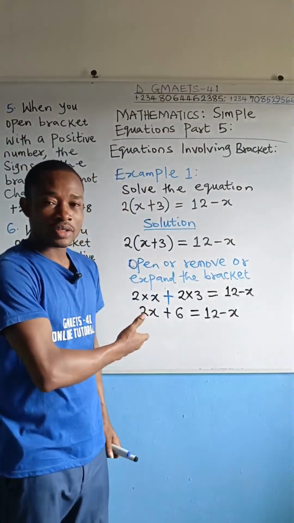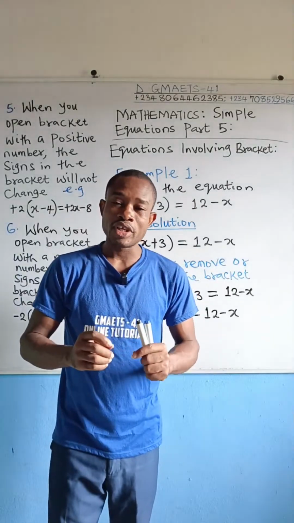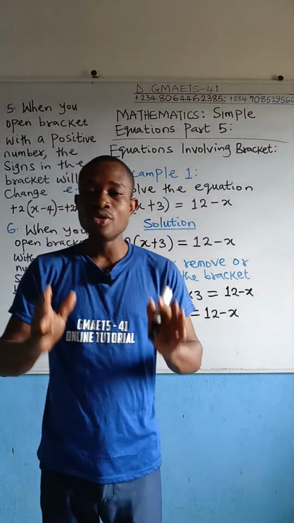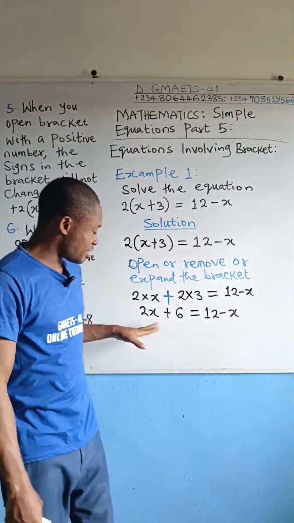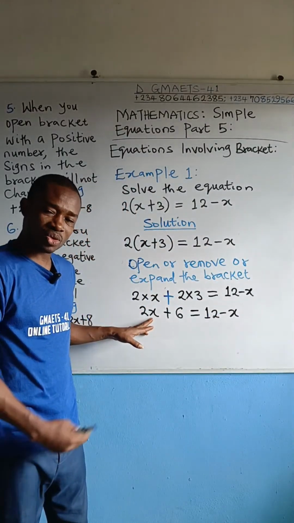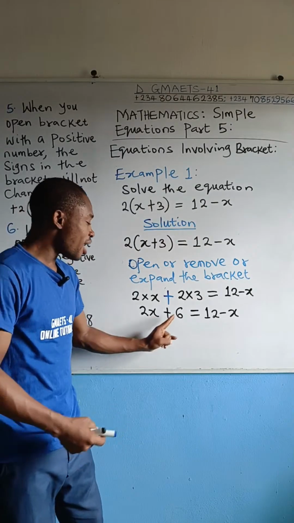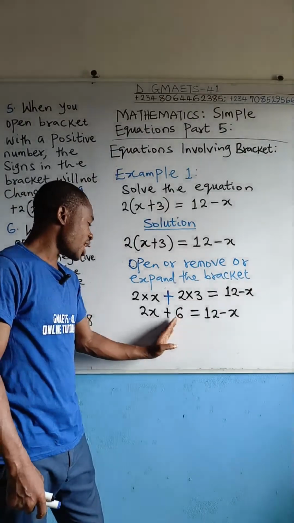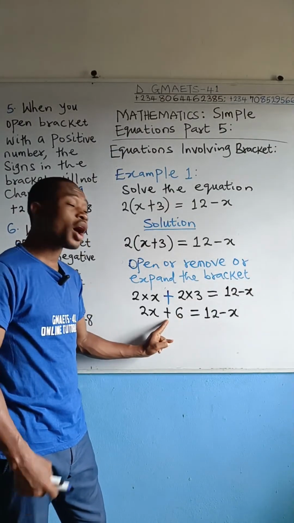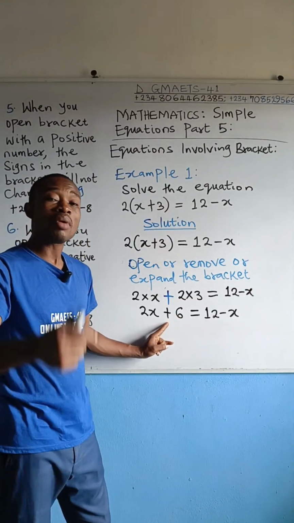Now, at this point, you notice that what we are looking for, the unknown, is x. The unknown is x. And look at here, you have an unknown, this 2x. And then you now have 6 on this left-hand side of the equation. Between this 6 and this 2x, this unknown part, you have plus. So you must collect like terms here.